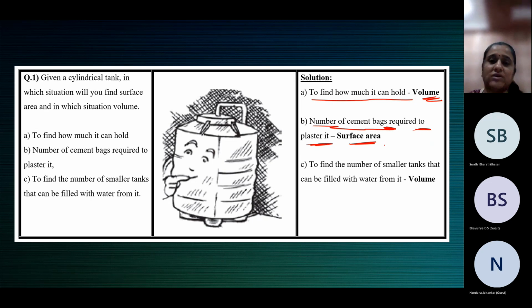Plastering, whitewashing, painting, all this is on the surface area. To find the number of smaller tanks that can be filled with water from it, all this, how much it can hold, whenever it's about the liquid being filled into it, it's volume.